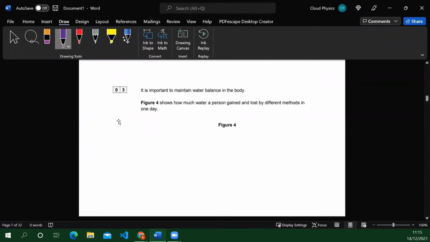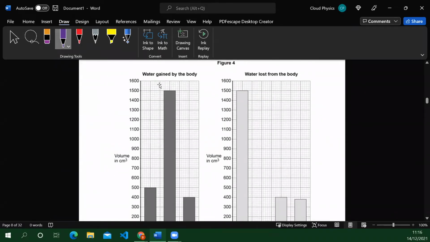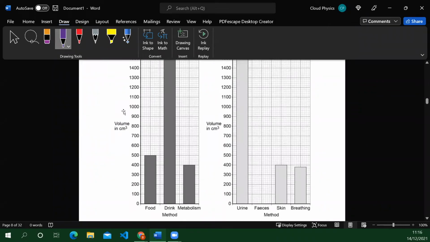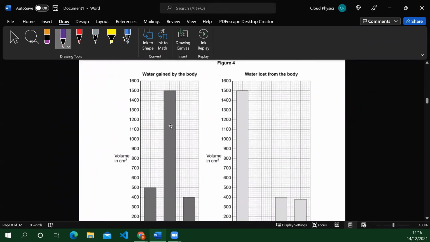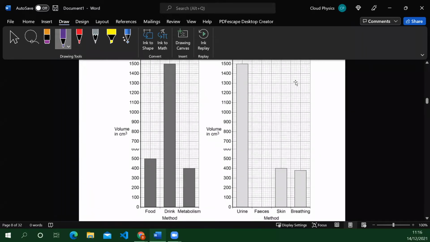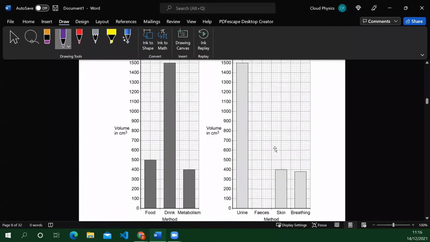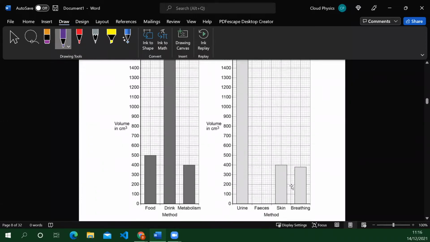Right, okay, so we'll cut this question between 2 pages. Number 3, so something different now. It is important to maintain water balance in the body. Figure 4 shows how much water a person gained and lost by different methods in one day. Let's go down to figure 4. So water gained by the body, volume in centimetres cubed: food, drink, metabolism. Drink you'd expect to be the highest. Water lost from the body: urine, expect that to be the highest one. Feces is not there, so I'm guessing we're going to put it in. Skin, that's like sweat. Breathing, here you breathe out water vapor.